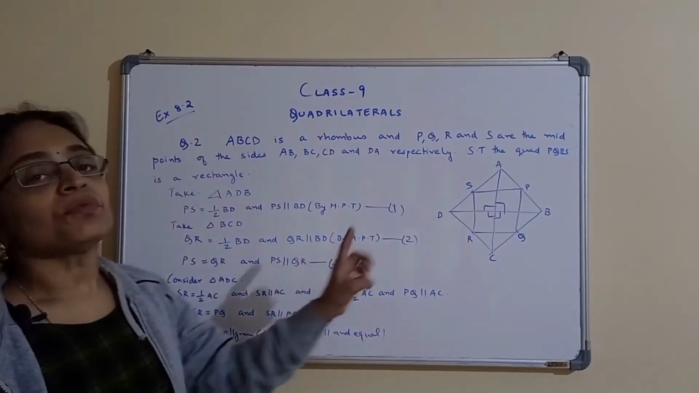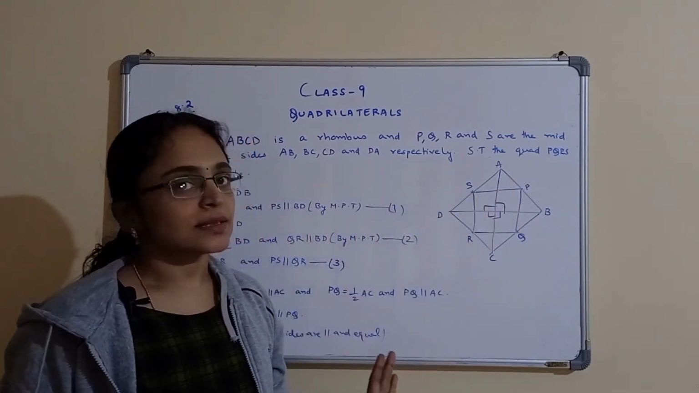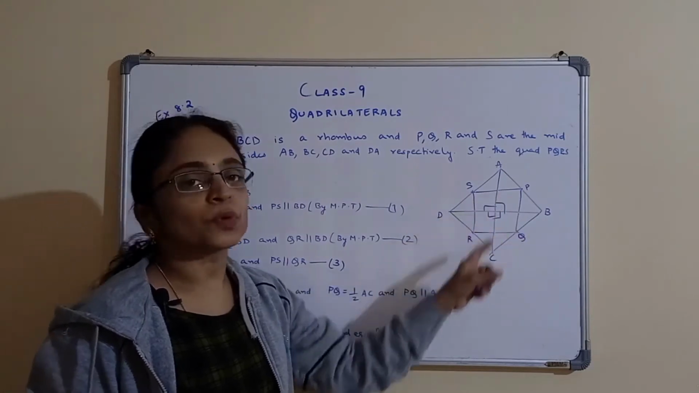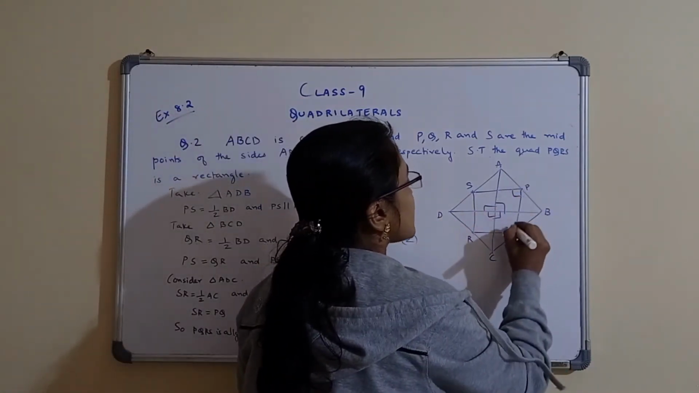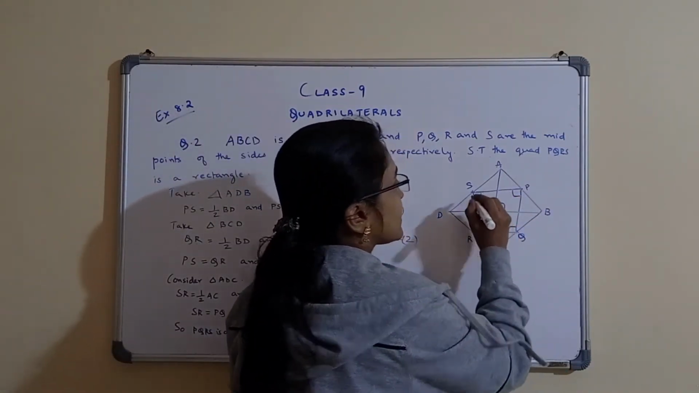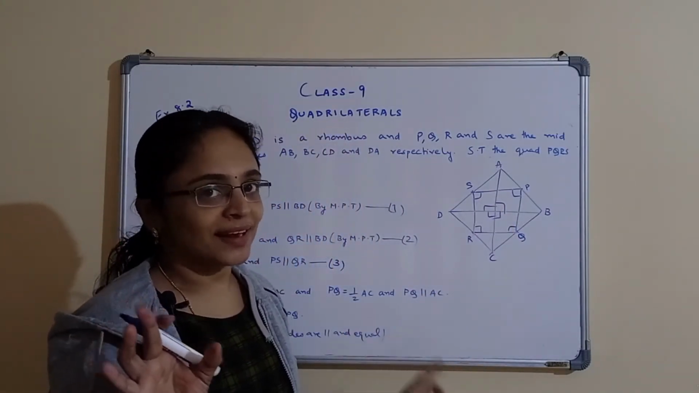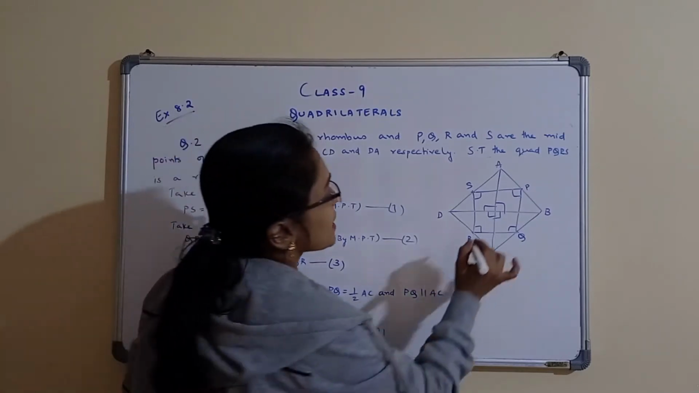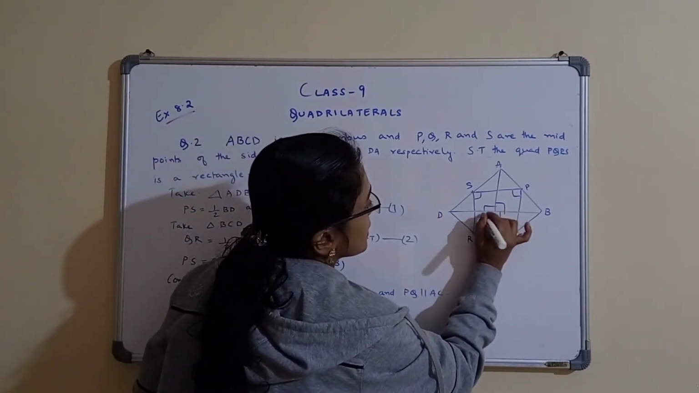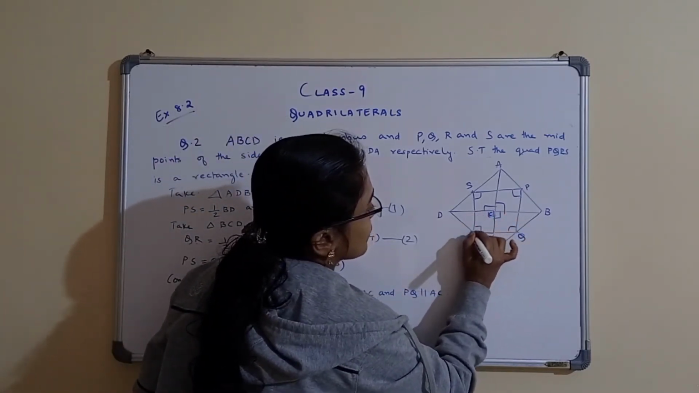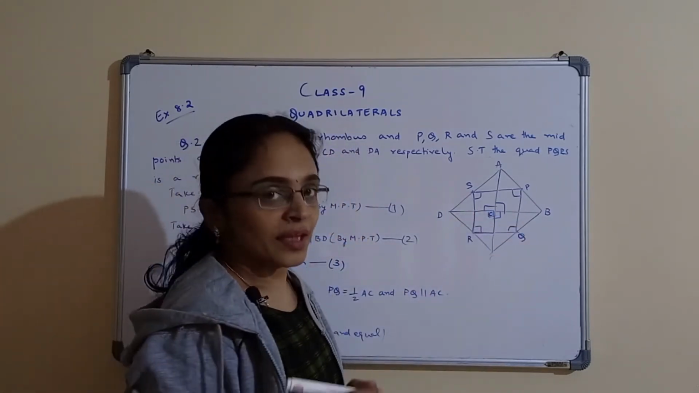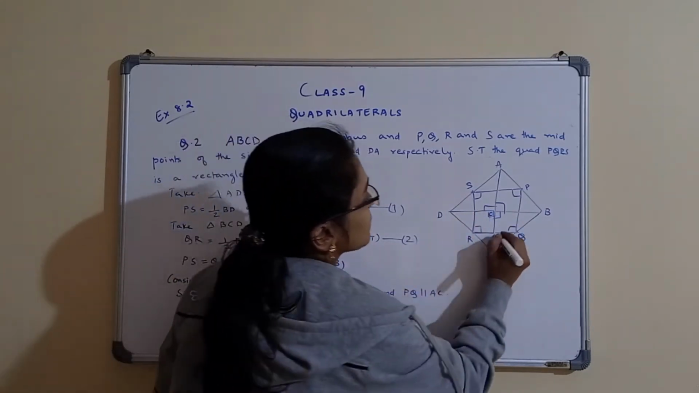Okay. So we have proved that this PQRS is a parallelogram. Now we have to prove that all these angles are equal to 90 degrees. For a rectangle, all the angles should be equal to 90 degrees, right? So for that, let us take this part. Here, let us name this as M.